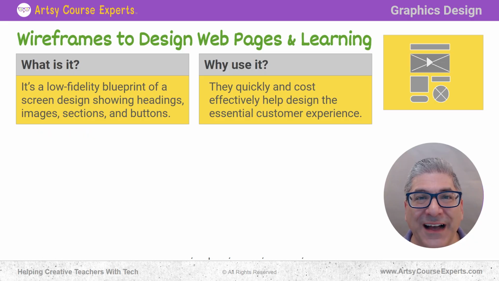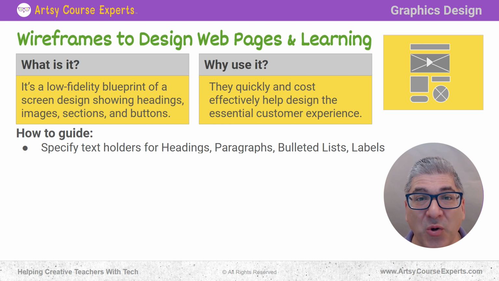Let's get into a how-to guide on wireframes. First thing you're going to do is you're going to specify text holders for headings, paragraphs, bulleted lists, even labels like your username and password. Those are text. You don't have to figure out the exact words, the capitals, all that stuff.